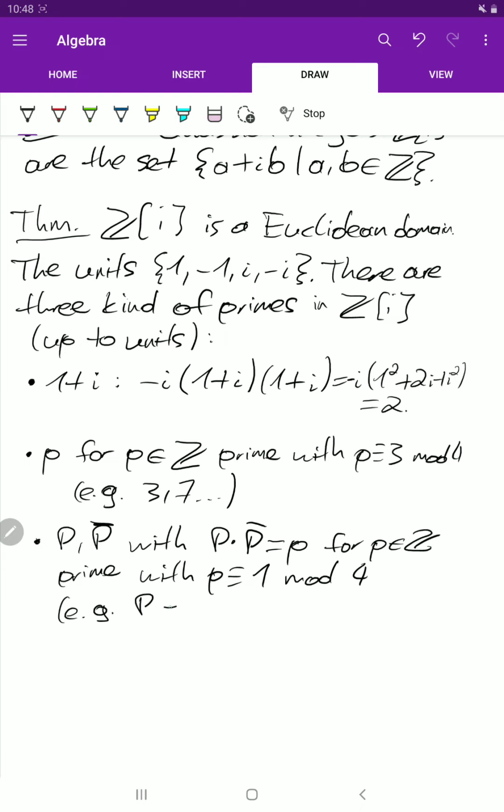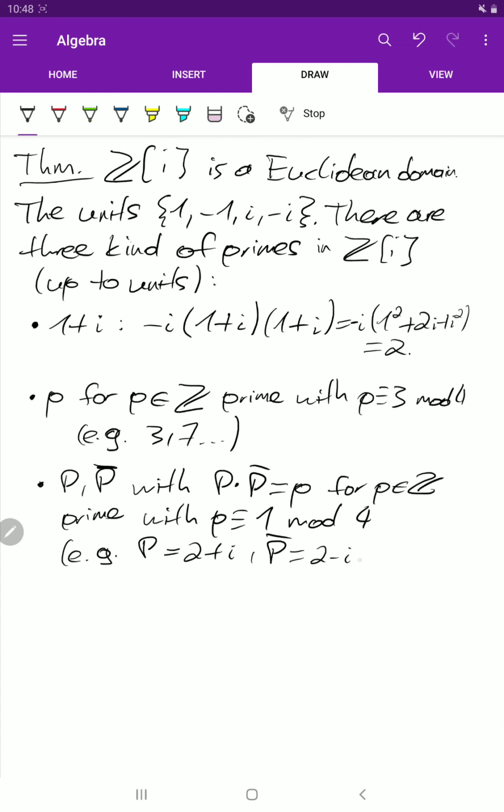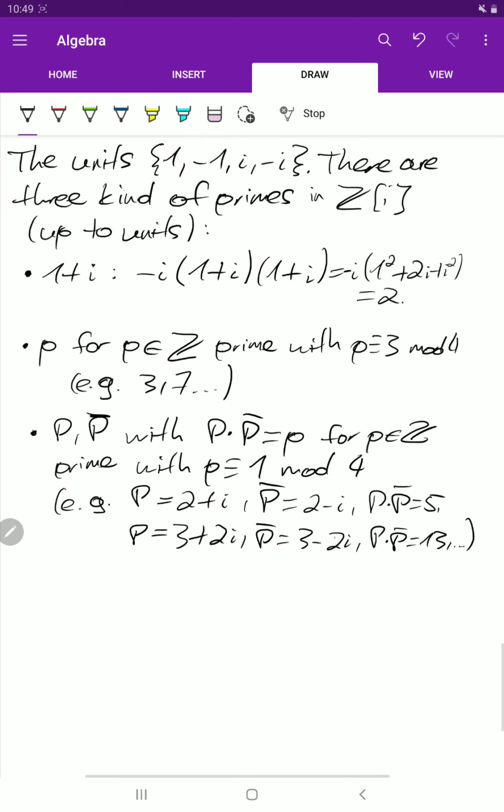Okay, and let's also give some examples. So let's take p to be 2 plus i, the conjugate to be 2 minus i, and then p times p conjugate is 5. Another example, as we've seen both of them before, would be 3 plus 2i, p bar to be 3 minus 2i, and then we get 13. Of course there are also more examples. Now we're going to prove that of this third kind we have infinitely many.